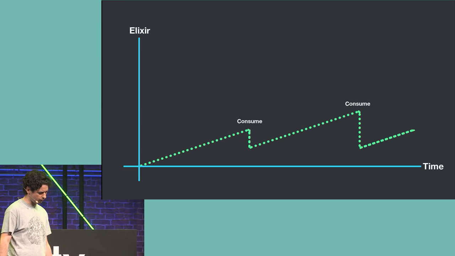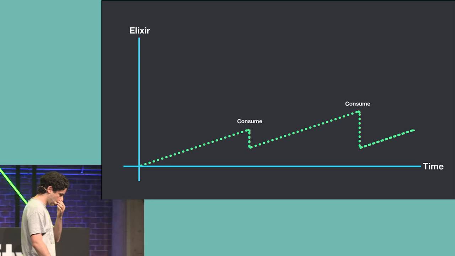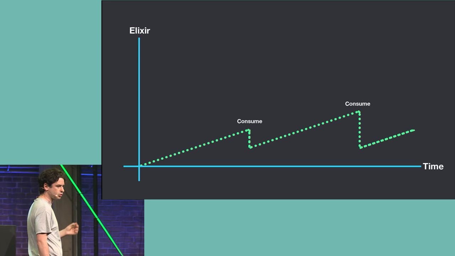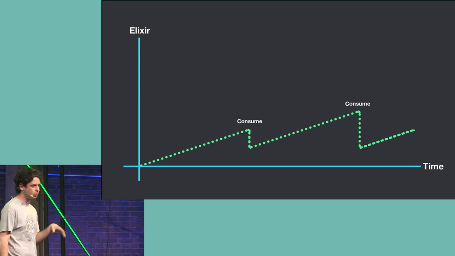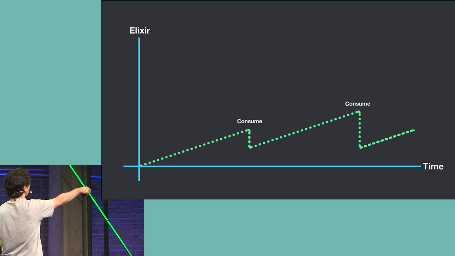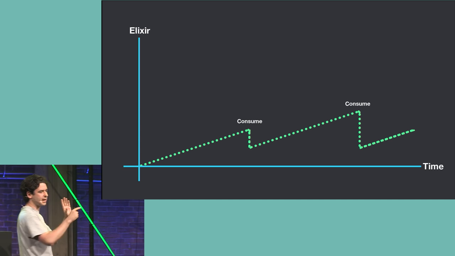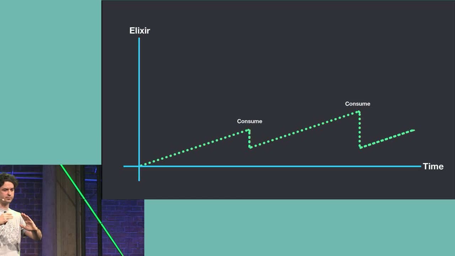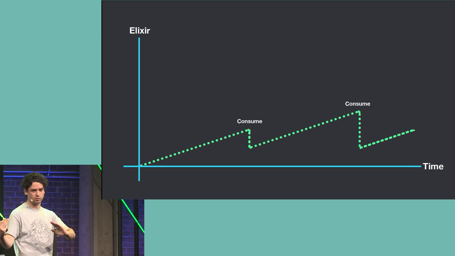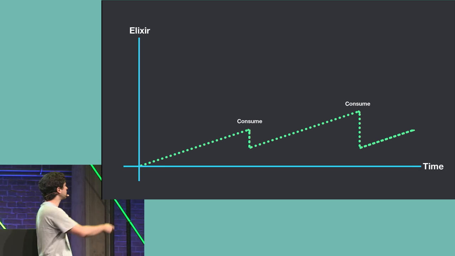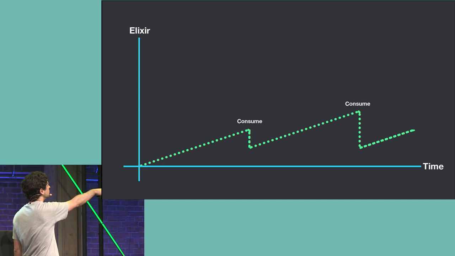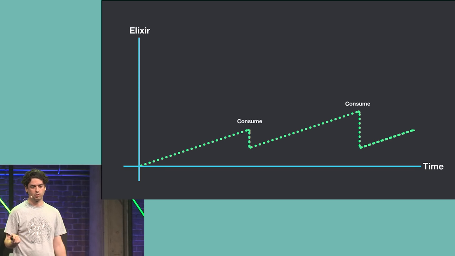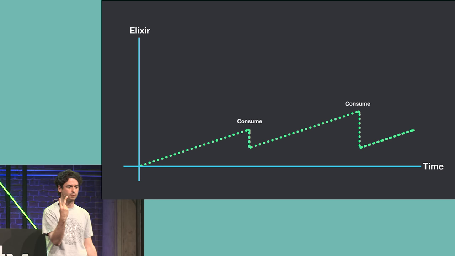Sorry about that. It was a little bit too fast. So in order to do the time travel, what we could do, we could just save all of these points, right? All of this elixir, how much elixir we have, which would be lots of data over time. Or we could just store the consume actions, which would be here just two data points. That's it.